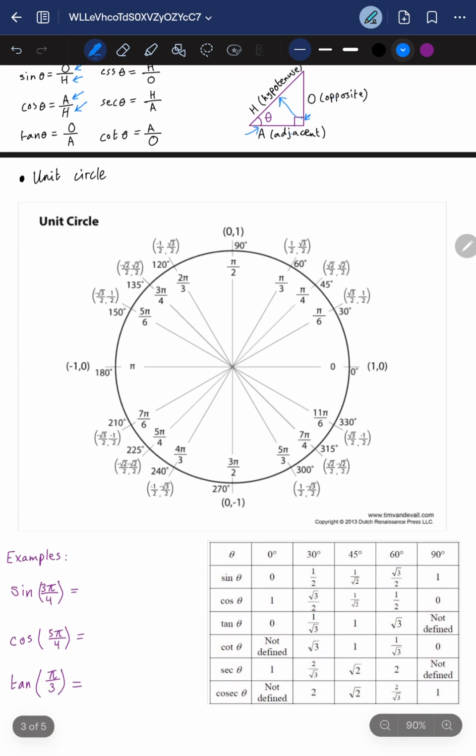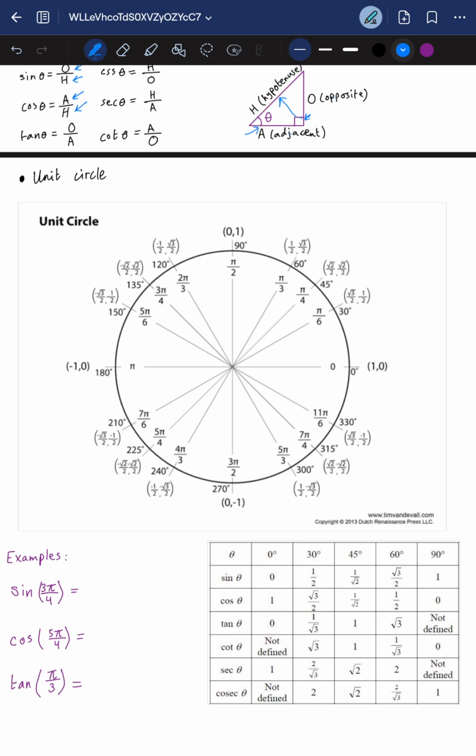So this is all pre-calc. I'm sure you already know all of this. I just wanted to make sure that I review the main things that we're going to cover mainly during our Calc 2 solutions. Also, something very important is the unit circle.